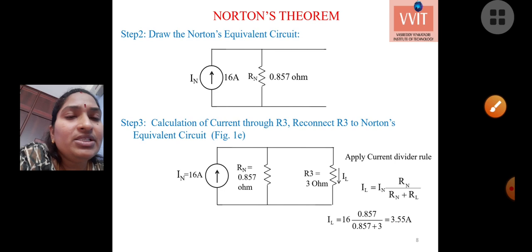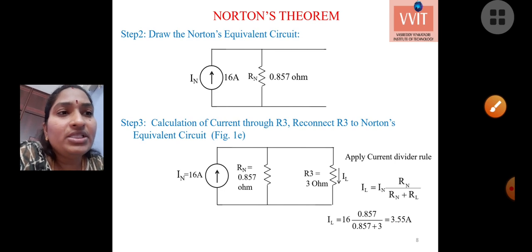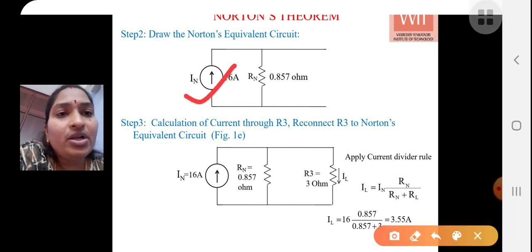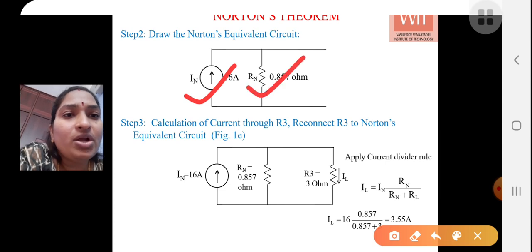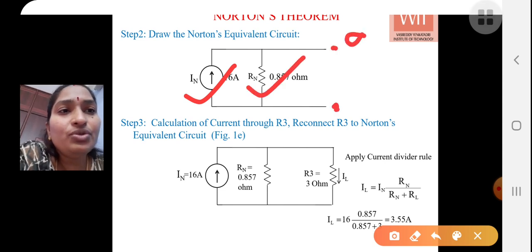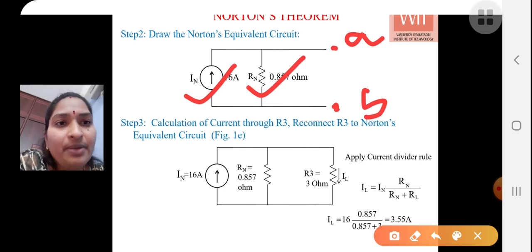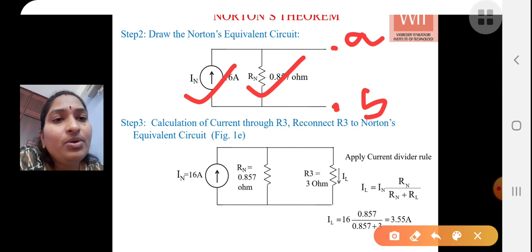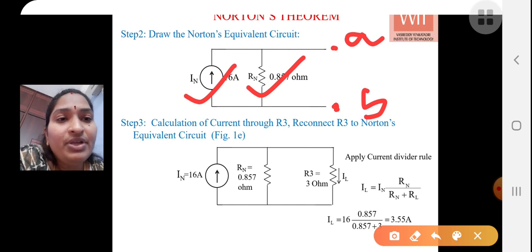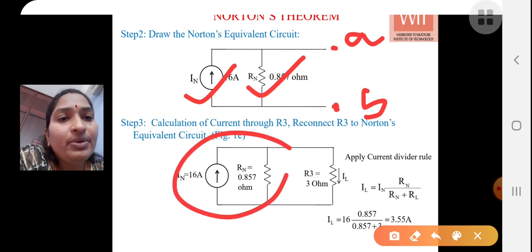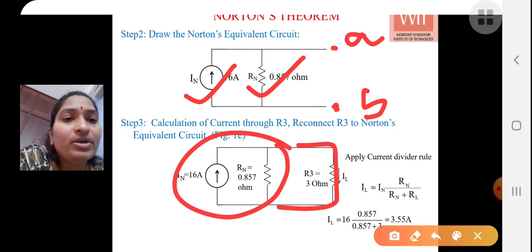So after calculating this Norton's current, let us draw the Norton's equivalent circuit, where this is the Norton's equivalent current and this is the Norton's resistance, which is connected across the two terminals A and B. After drawing the Norton's equivalent circuit, we have to connect whatever load resistance branch we have removed, because that is the element where we are going to find the load current. So that's why it is treated as load resistance. So here this is our equivalent circuit across which I am going to connect the load resistance of 3 ohms.